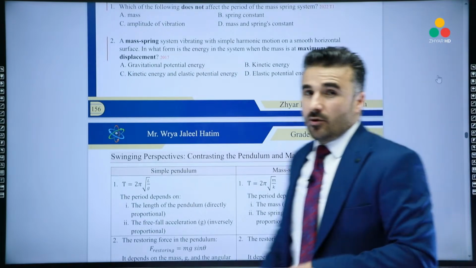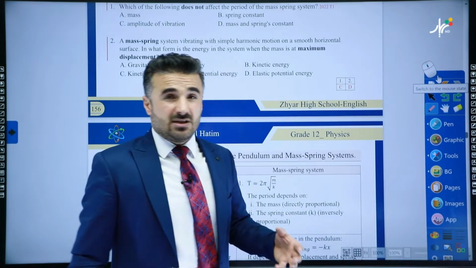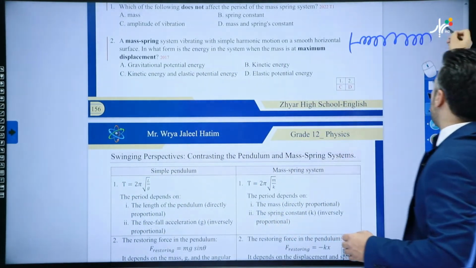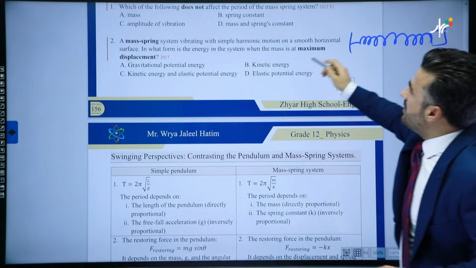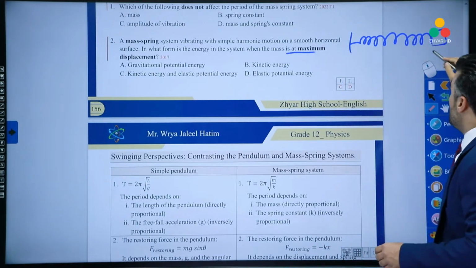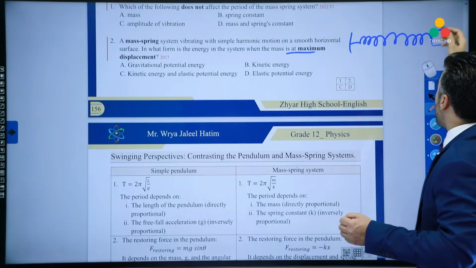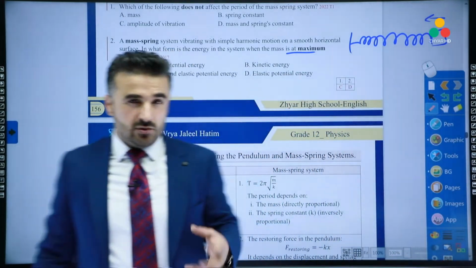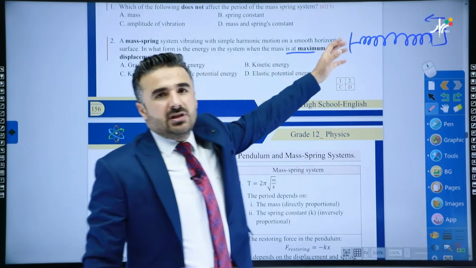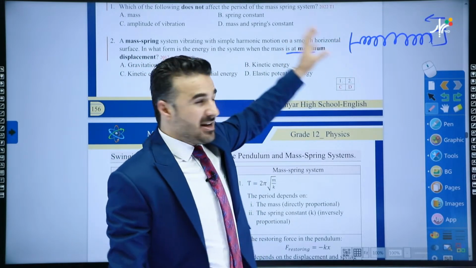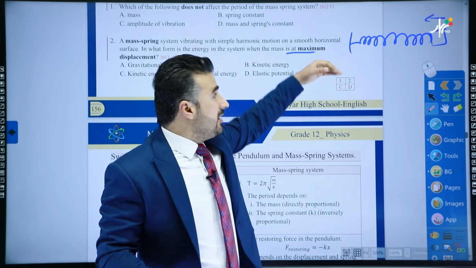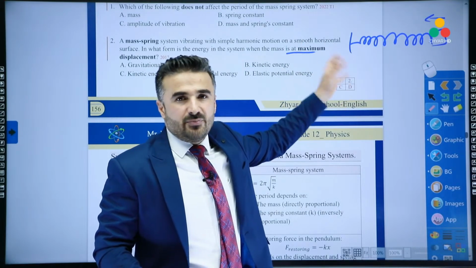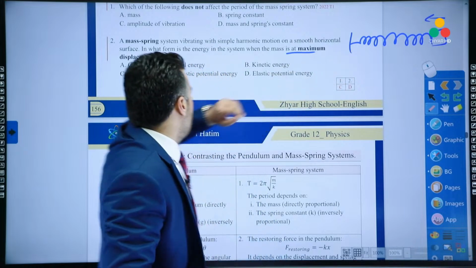Remember, this time the question is about the energy that is stored in the mass spring system. When the mass is at maximum displacement, you know that the spring is stretched. What is the type of energy in the system? We do know that the energy is elastic potential energy, correct? Remember, it is a mass, so not gravitational, and it is horizontal as well. So the only type of energy that we have at maximum displacement is elastic potential energy.